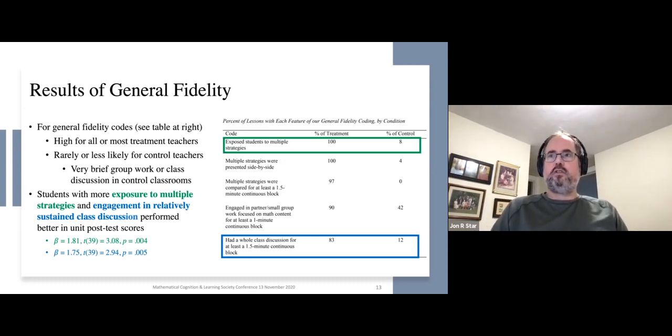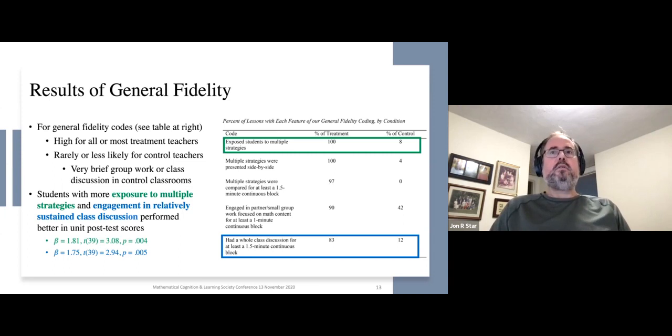The only thing that control teachers were doing a little of is the next to last one, the small partner group discussion. We found that 42% of control teacher lessons did include some partner work.